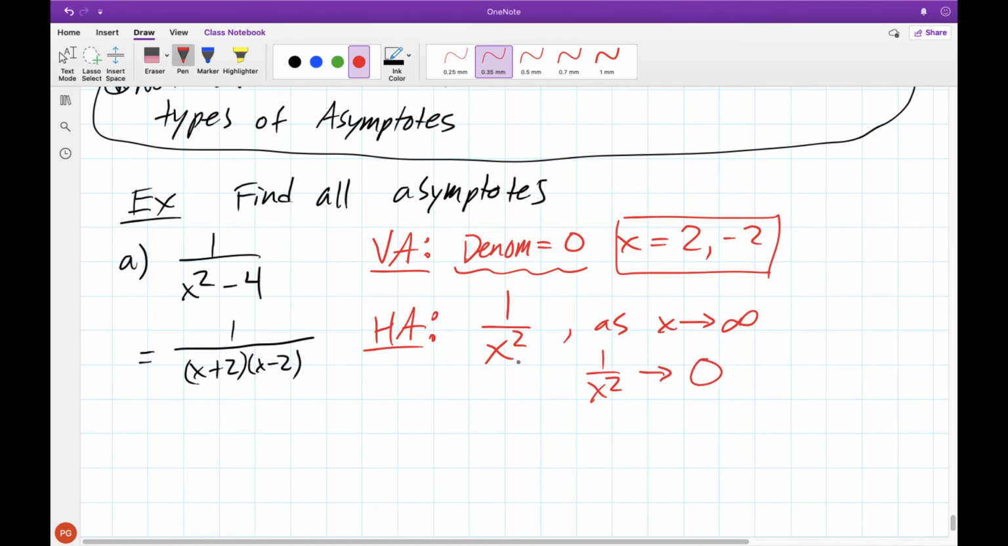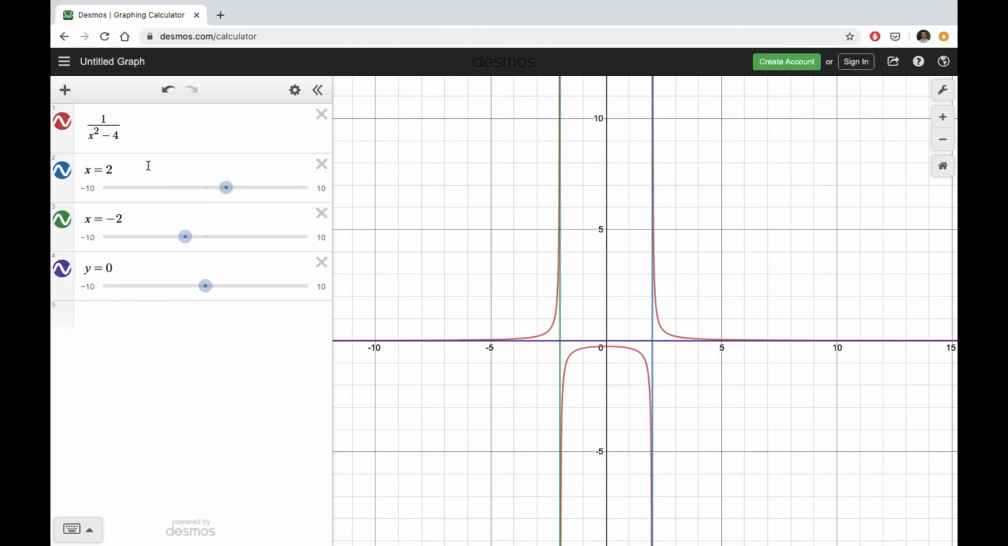So as we plug in bigger and bigger numbers, this is going to be closer to 0. So our horizontal asymptote is going to be at y equals 0. That's what it's going to approach as we go to big x values. When we plot this on Desmos, we can see our two vertical asymptotes here at 2 and negative 2, and then our horizontal asymptote at y equals 0.